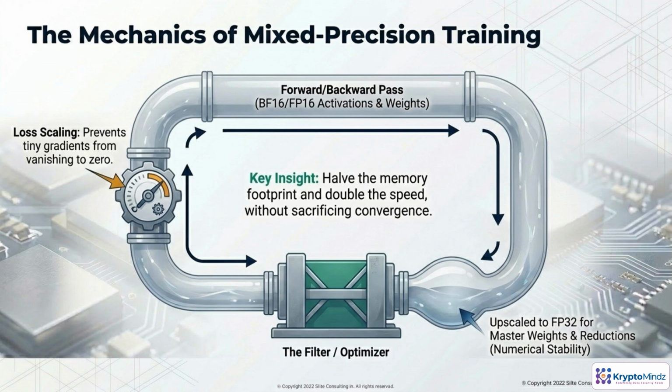Mixed precision training runs most of the heavy math in low precision, like BF16 or FP16, while keeping a safe FP32 copy of the weights in the background. Gradients flow through the network in low precision, but before they get too small, we scale the loss up so those gradients don't underflow. The optimizer then updates the high-precision master weights. This loop cuts memory use and boosts throughput, yet keeps training numerically stable.